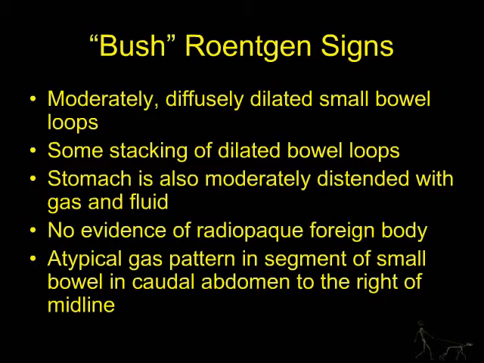In summary of the Röntgen signs, there are numerous moderately and diffusely dilated small bowel loops throughout the abdomen. Some of these small bowel loops are stacking upon each other in the mid to caudal abdomen. The stomach is moderately distended with gas and fluid. However, no evidence of a definitive radiopaque foreign object is seen within the stomach or small bowel. There does appear to be an atypical gas pattern within a segment of probable small bowel in the caudal abdomen to the right of midline.